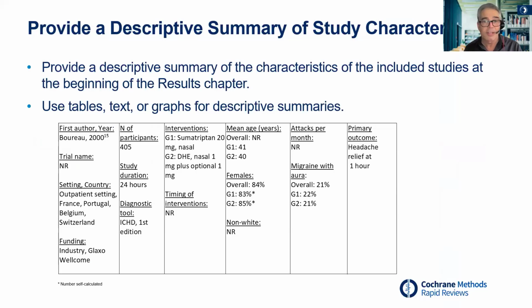The example that you can see here is a simple word table that presents the PICO elements and additional basic information about participant and study characteristics. But for readers of rapid reviews, it is very important to be able to easily understand the participant and study characteristics of the included studies.